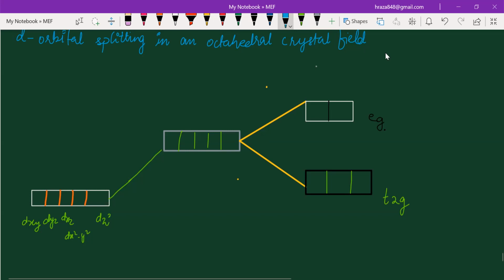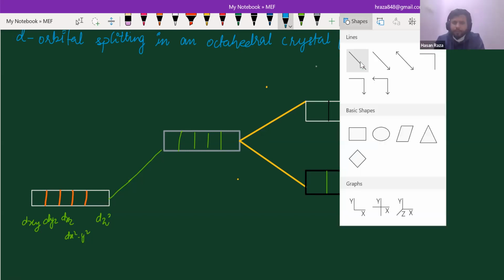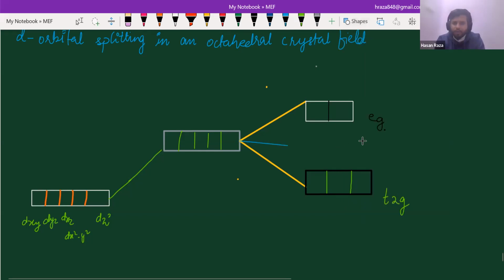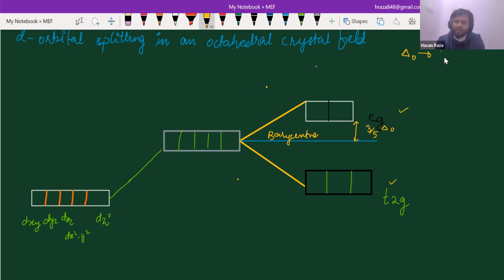Now see, what I want to say is that this point is your barycenter. That means above this is higher energy and this is lower energy, and the energy difference is also given. This is 3/5 delta naught. Delta naught is the crystal field splitting energy.